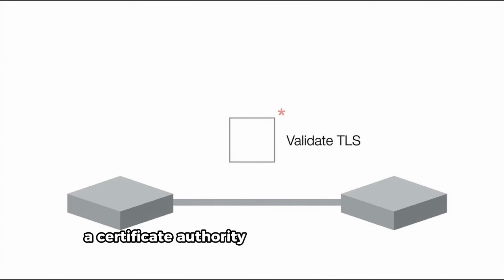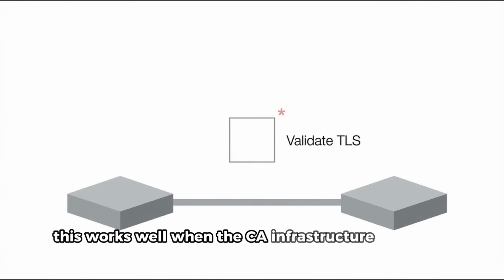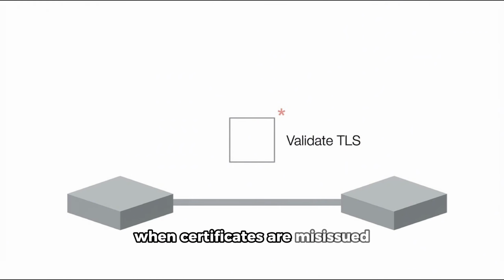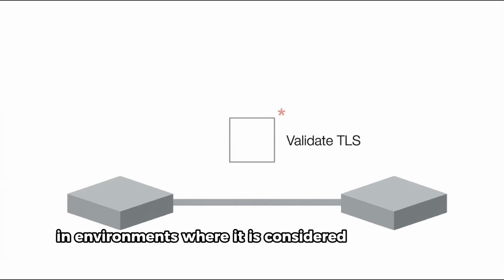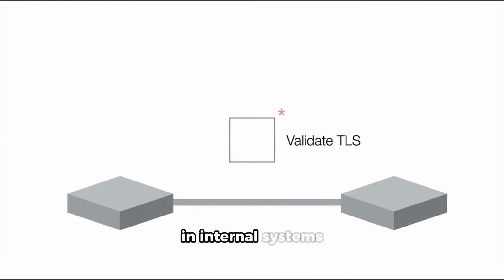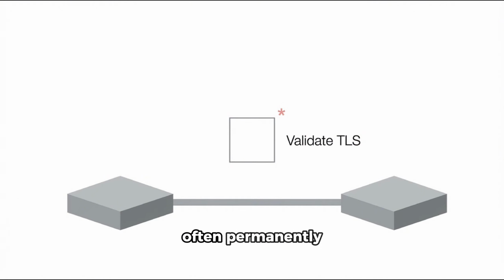TLS certificate verification was designed specifically to close this gap for web traffic. A certificate authority vouches that a specific public key is controlled by the entity claiming a specific domain. This works well when the CA infrastructure is healthy. It fails when CAs are compromised, when certificates are misissued, or when systems are configured to skip validation in environments where it is considered inconvenient. The frequency with which TLS validation is disabled in internal systems, test environments, and service-to-service communication, often permanently, because it was disabled during development and never re-enabled, is one of the most consistent contributors to impersonation risk in real infrastructure.